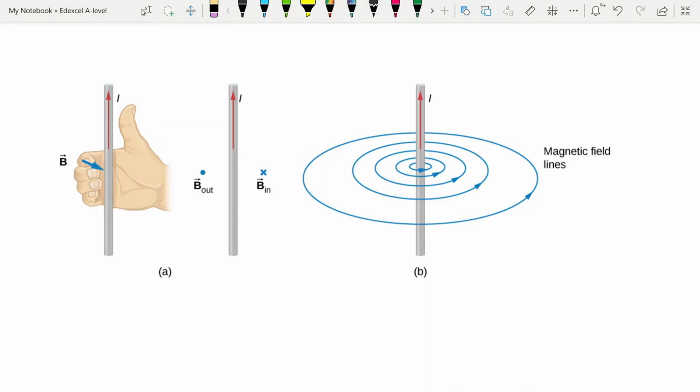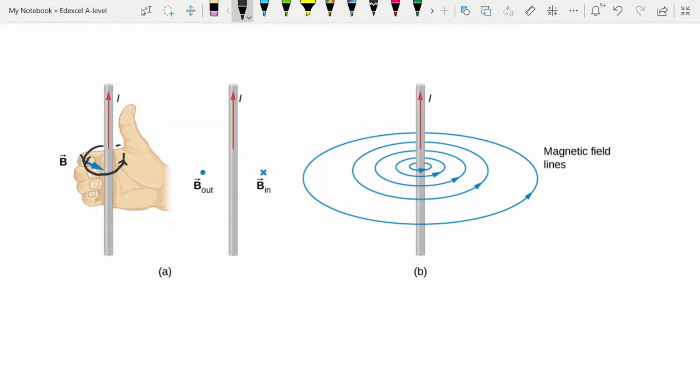If you point the thumb of your right hand in the direction of the current, then your fingers show you the direction that the magnetic field will have around the wire. And that's shown over in the picture on the right-hand side. We can see that you get a circular magnetic field produced along a straight wire like this. Note that the flux density becomes smaller as you move out.